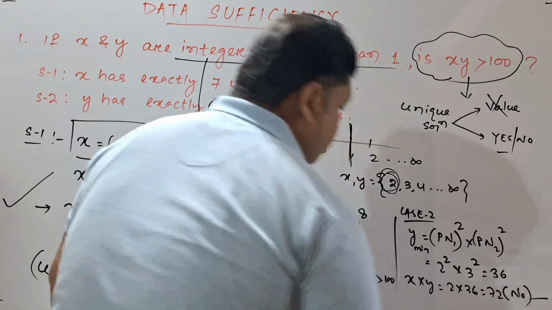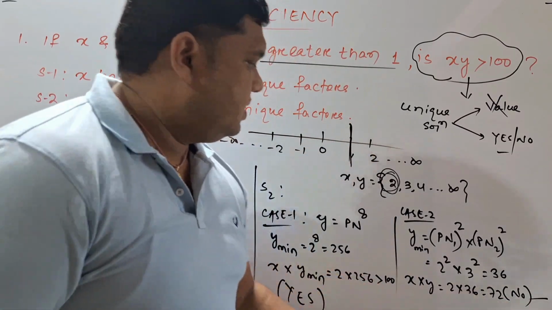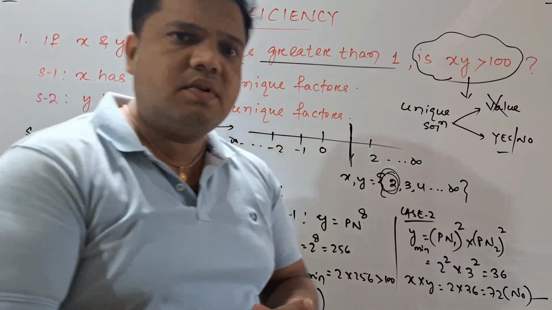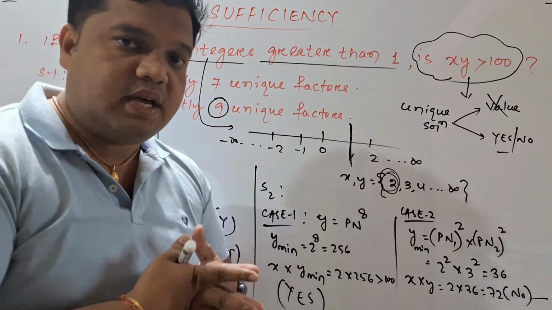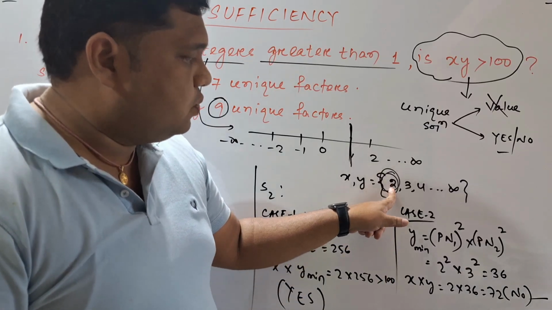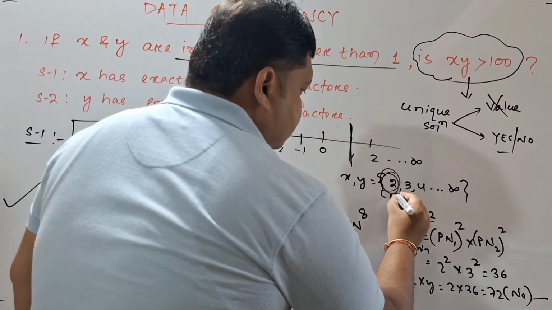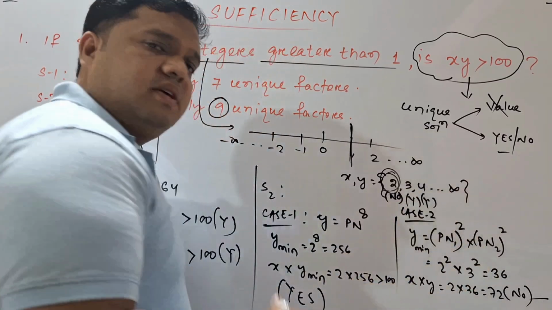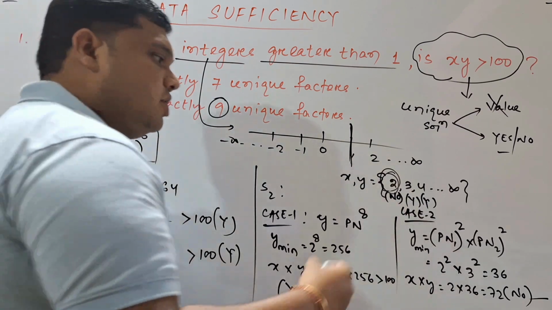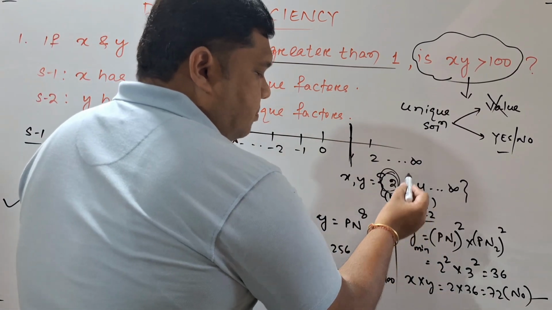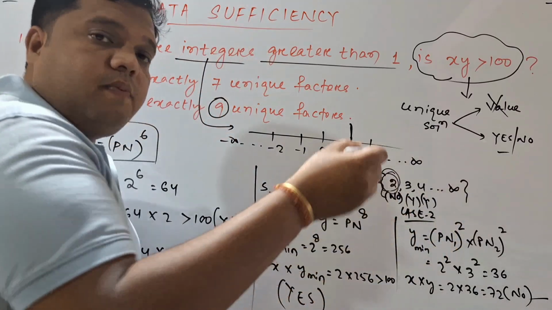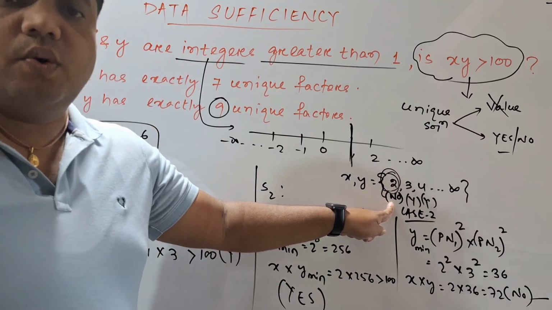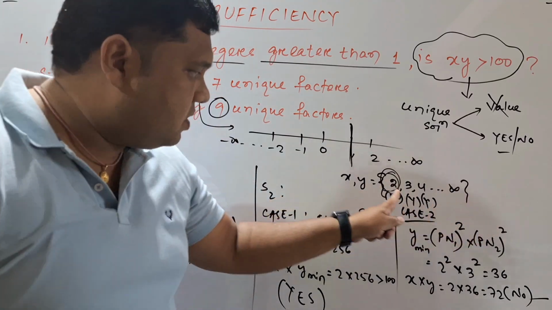For 72 you said no. Is xy greater than 100? No. Now if I say 3, acha, 3 into 36, yes, it is possible, it is greater. That means for 2 you said no, but for 3 you said yes. For 4 also you said yes, because 4 into 36 is 144, again greater than 100. So after 2, for 3, 4, 5 up to infinity, xy greater than 100 is satisfied. But for 2 you said no, and for some values you said yes.